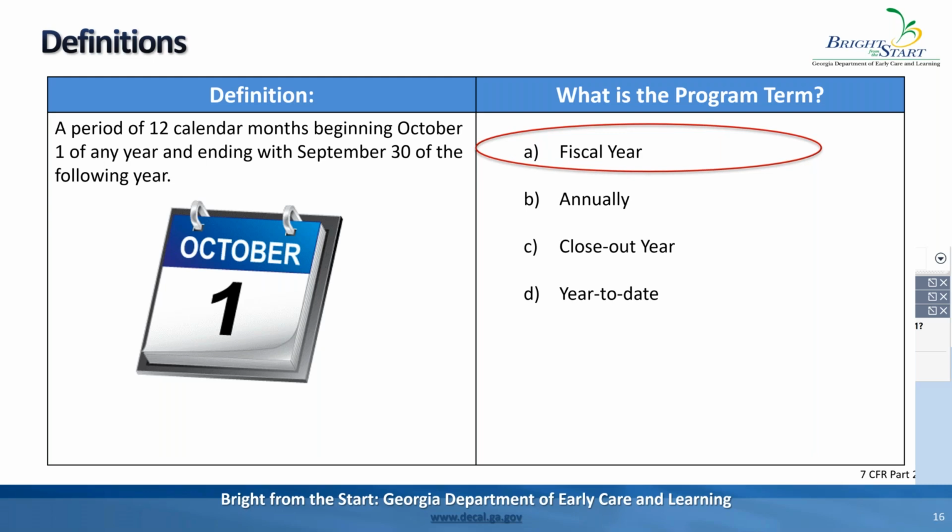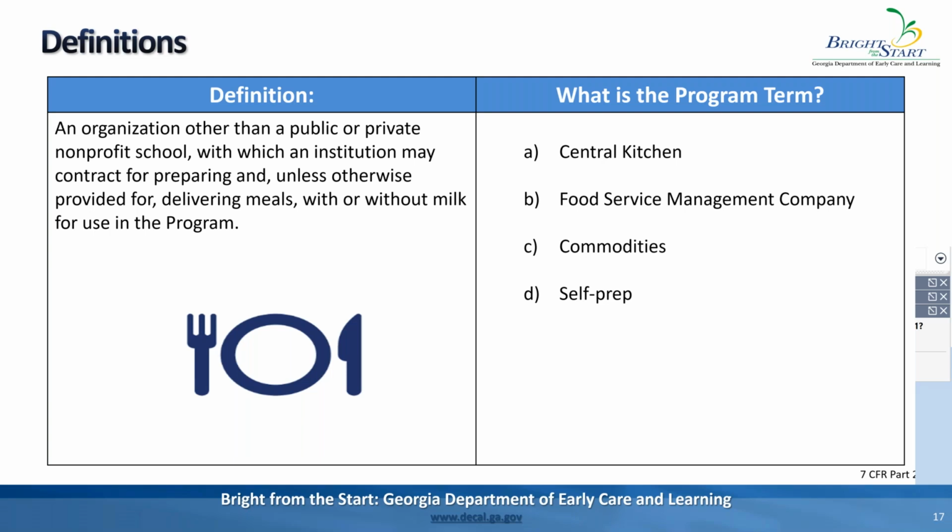An organization other than a public or private nonprofit school with which an institution may contract for preparing and, unless otherwise provided for, delivering meals with or without milk for use in the program. Is it A, central kitchen, B, food service management company, C, commodities, or D, self prep? The correct answer is food service management company.